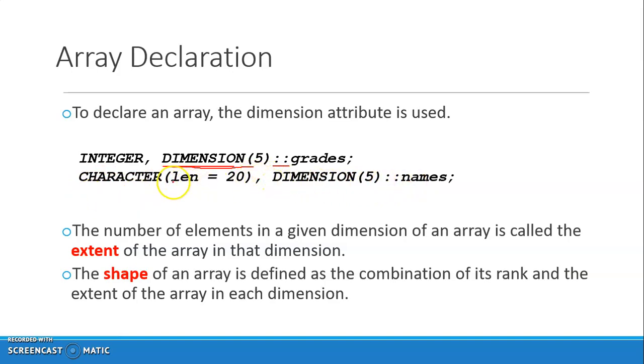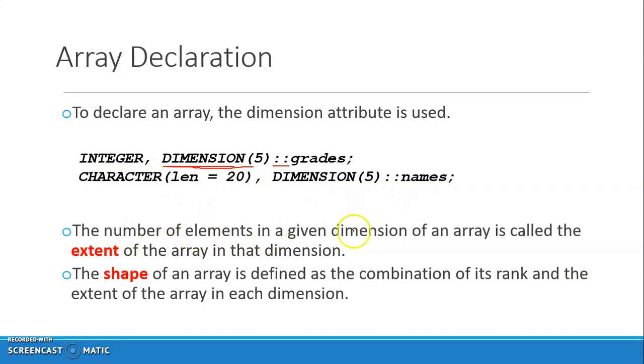If you want to keep strings, then we say character, and you specify the length of the character. You want to keep 5 names, but each name should be less than or equal to 20 characters. So if you want to keep 5 names, then you can declare using this.